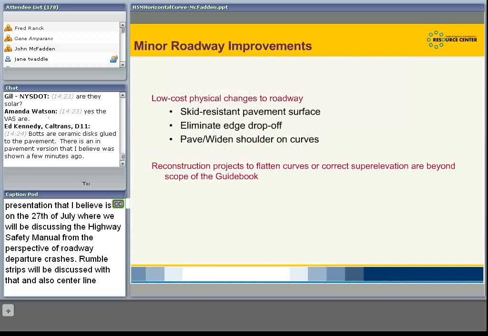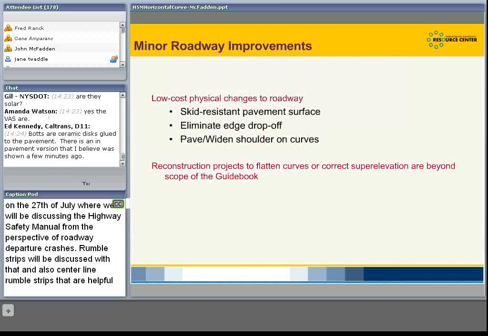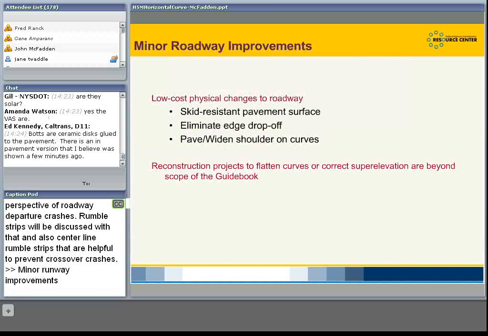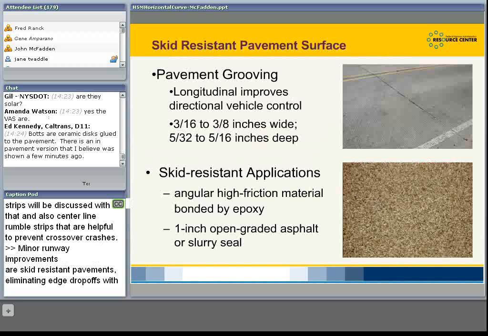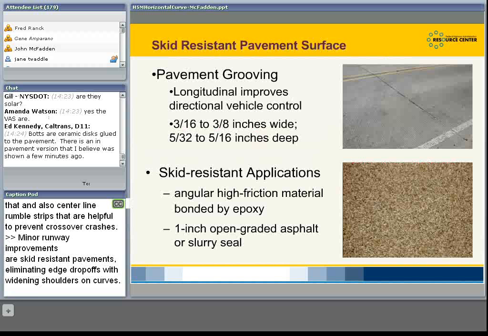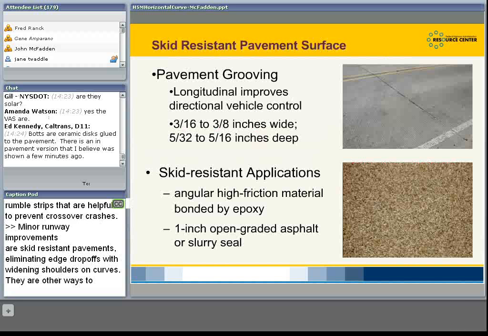The next webinar will discuss a lot of the attributes I've just discussed in more depth. This is the roadway departure webinar that is going to be mentioned by Jean at the end of this presentation. I believe it's on the 27th of July. They'll be discussing the Highway Safety Manual from the perspective of roadway departure crashes. And rumble strips will be covered in that workshop as well. Centerline rumble strips are another tool that can be helpful to prevent crossover crashes at horizontal curves.